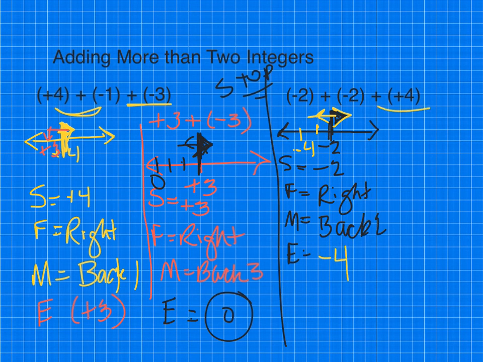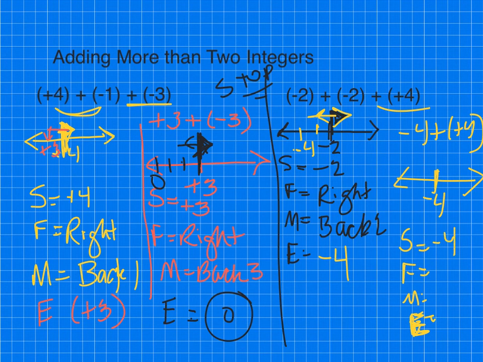So my new problem, because I didn't do anything with this, is negative 4 plus positive 4. So I look at my number line. There I am in the center with negative 4. I start, face, move, end. That is an E. Sorry, that looks like that. I'm going to start at negative 4. My plus tells me that I'm facing in the positive direction, or to the right.